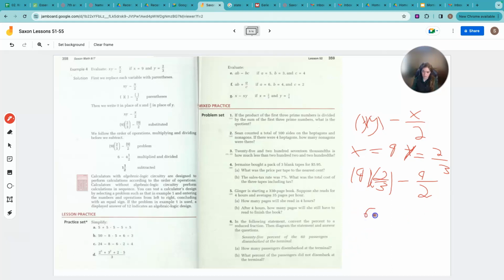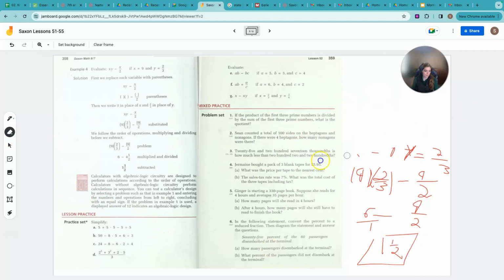So then we have 6 minus 9 over 2. In order to put this in the calculator, I would put 6 over 1 minus 9 over 2. And I would get 1 and 1/2. And that's the answer.